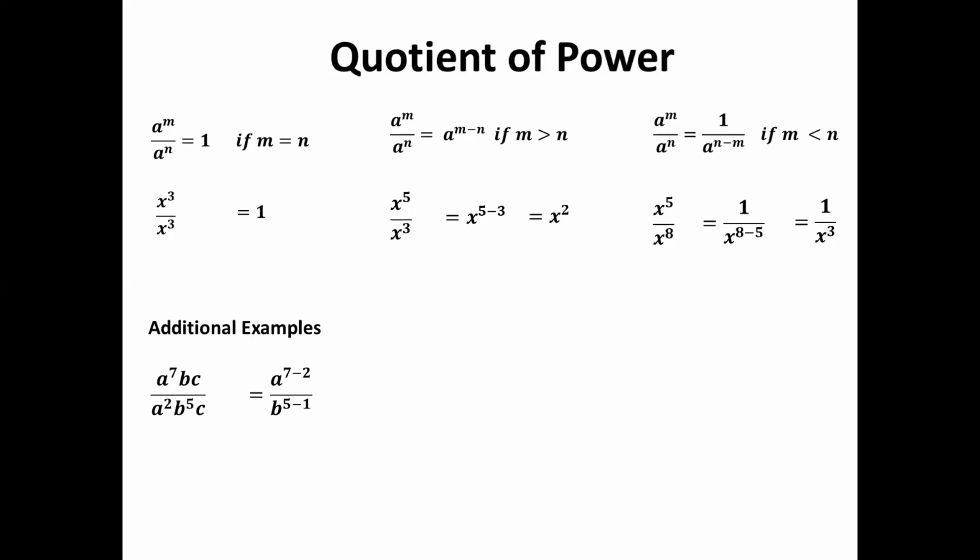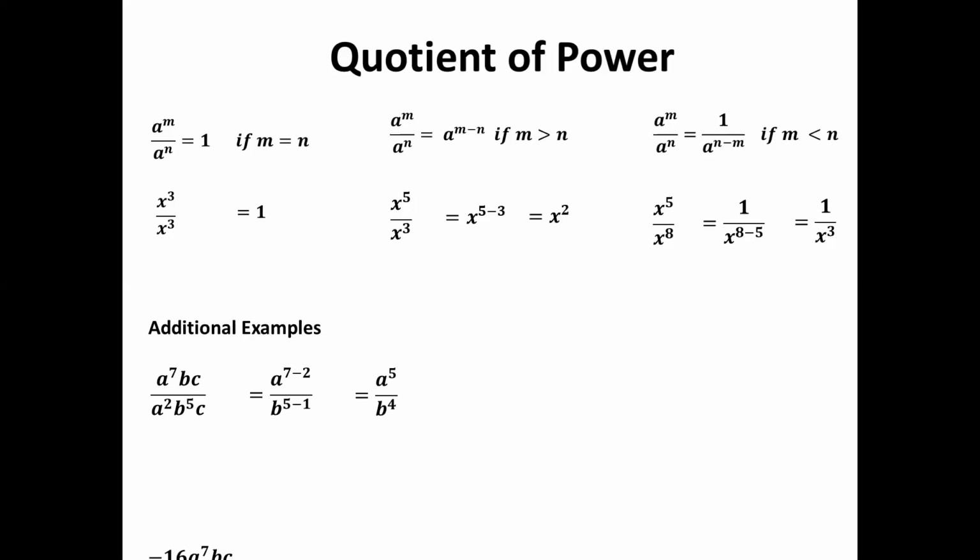And then, afterward, pagdating sa b, mas mataas ang exponent na b na nasa denominator. Kaya b raised to 5 minus 1. And then, ang ating sagot, a to the 7 minus 2 over b raised to 5 minus 1 and then simplify it. Finally, we have a to the 5 over b to the 4th power.